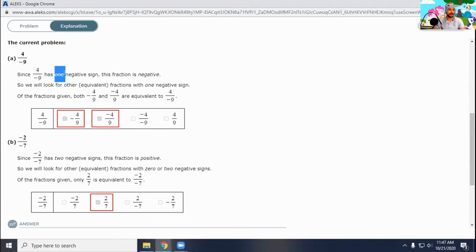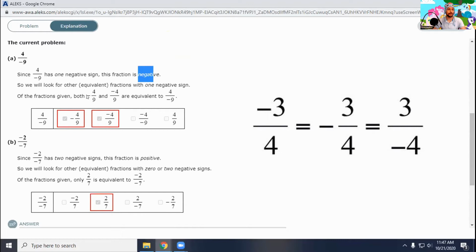If a fraction has one negative sign, then the whole fraction is negative. And it doesn't really matter where that occurs. It could be in front of the fraction, could be in the numerator, or it could be in the denominator. No matter what, if there's just one negative sign, the whole fraction is negative.